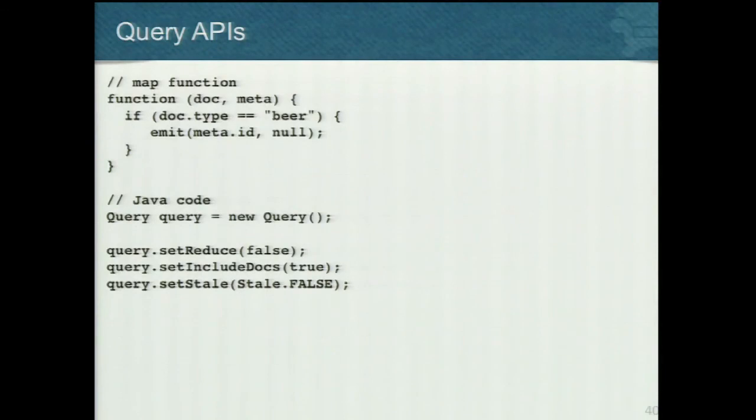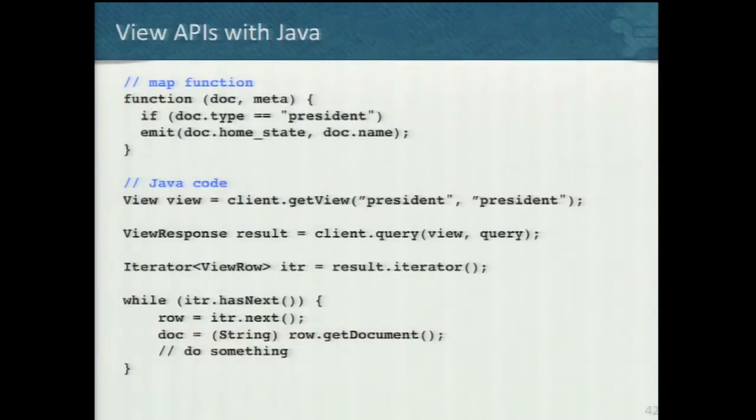So how do I use the query API? Essentially what I do is I set a number of properties in the query. Like for example, I'm saying set reduce as false, set include docs as true. What that means is I can get at the document itself just by looking at the particular row. Set stale false, which means I'm getting the freshest data. All right. The view API, very simple. It associates the view, okay, the design document and the view name.